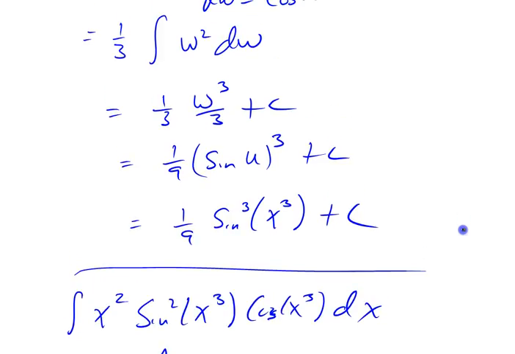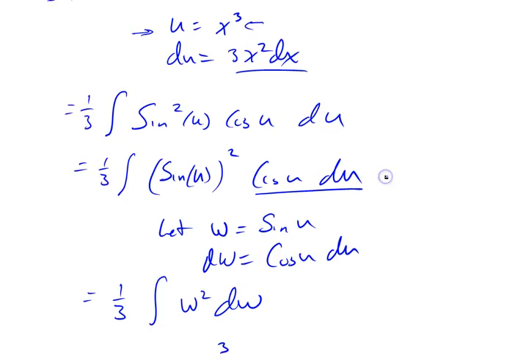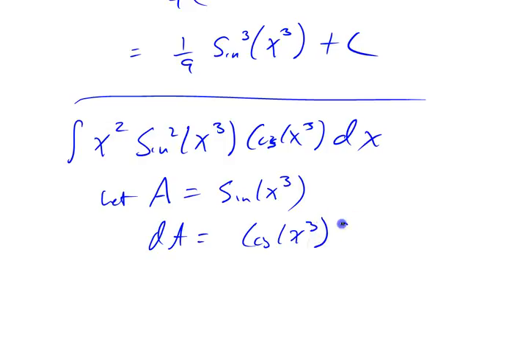That is, I had the sine of u, but u was x cubed. So I'm going to do the sine of x cubed. What's dA? Well, the derivative of this thing would be the cosine of x cubed times 3x squared dx. All right, there's a chain rule in taking that derivative.